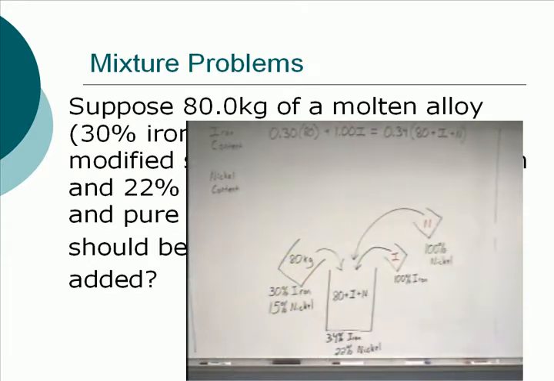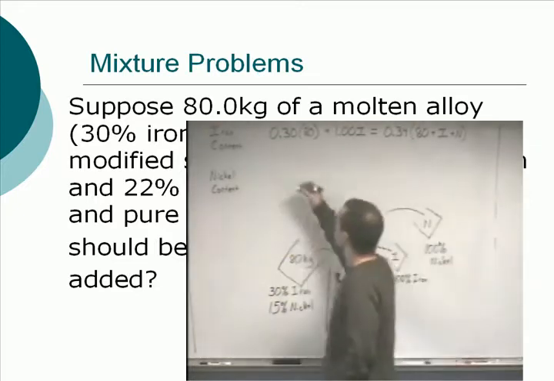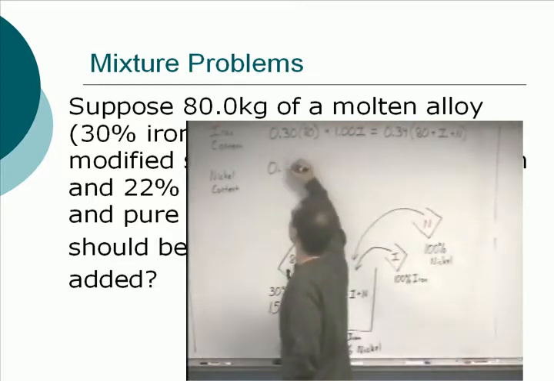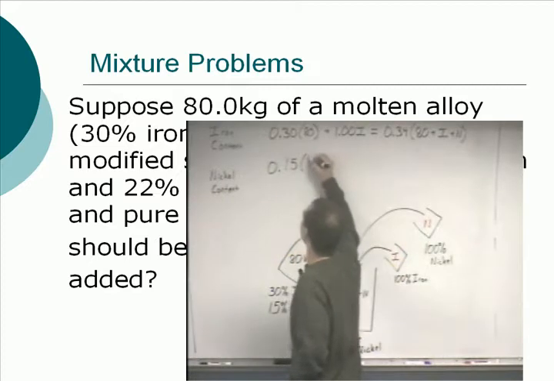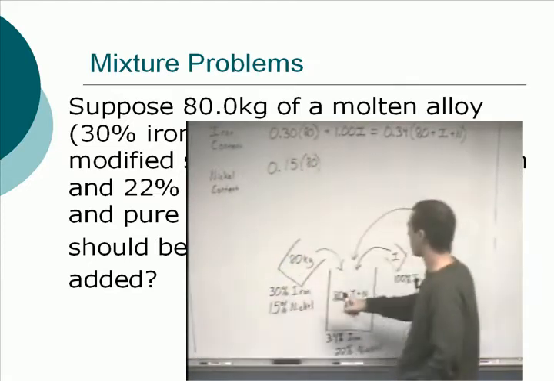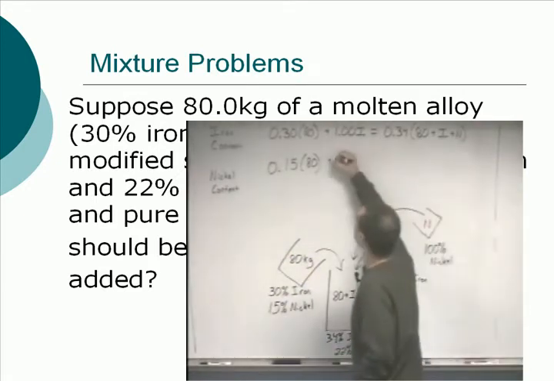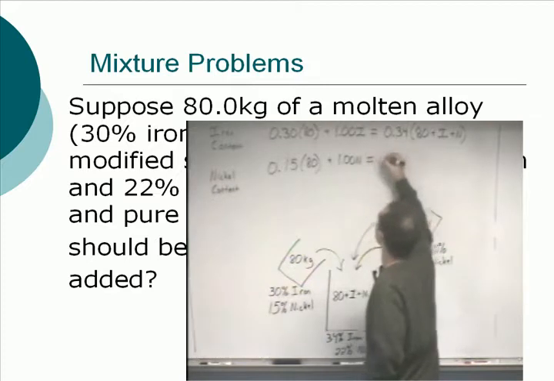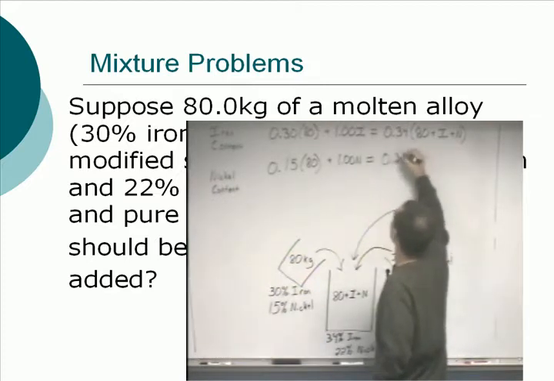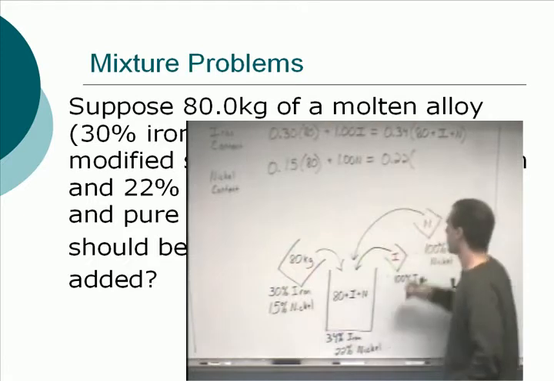There you go. Well, once you get one equation, and if it makes sense, the other one just falls right into place. Different values, but the exact same principle. So what's our nickel content going to be? 0.15 times 80, 15% of the original 80 kilograms plus 100% of the pure nickel. And that's going to equal 22% of, again, the total.